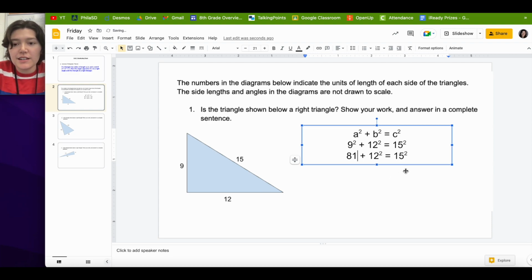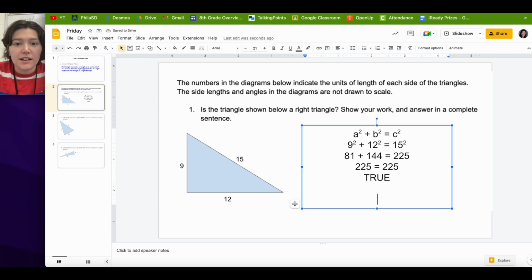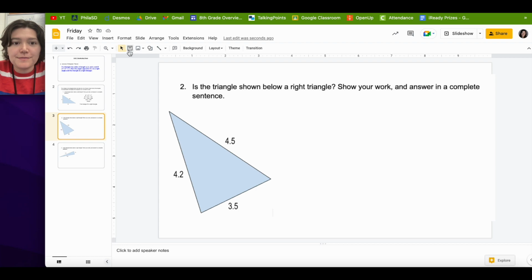9 squared is 9 times 9, that's 81. 12 squared is 12 times 12, 144. And 15 squared is 225, 15 times 15. Okay, so then we add them up. What is 81 plus 144? That is 225. So we get 225 equals 225. That is true. Thus, this triangle is a right triangle. Since a squared plus b squared equals c squared, it's a right triangle. Cool. Okay, moving on to the next one.